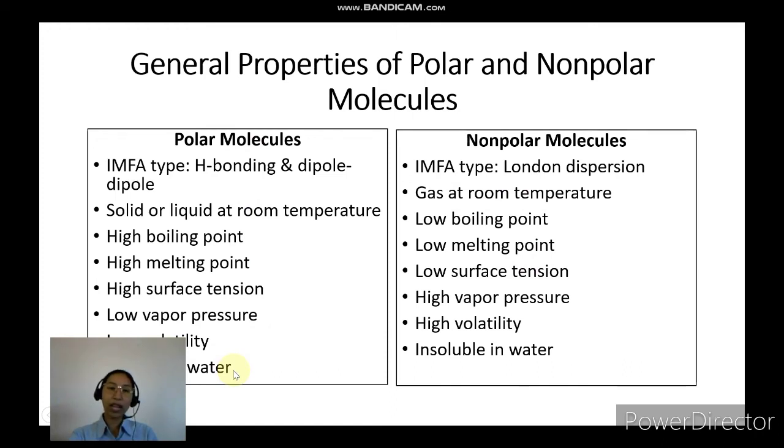Okay? And then the last one is polar molecules are soluble in water. Syempre, ako na pong explain because water is a polar molecule. Remember the rule of thumb? Like dissolves like. That is why polar molecules are soluble in water. Whereas nonpolar molecules are insoluble in water, which means dili ma-dissolve sa tubig. Okay? So those are the differences between the general properties of polar and non-polar molecules.